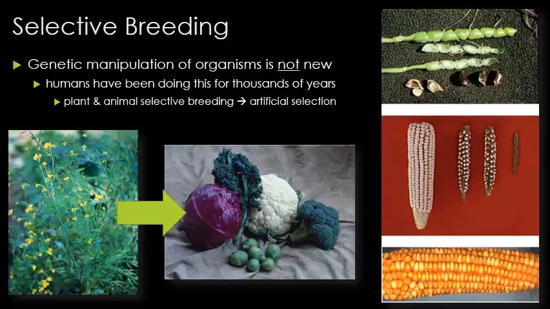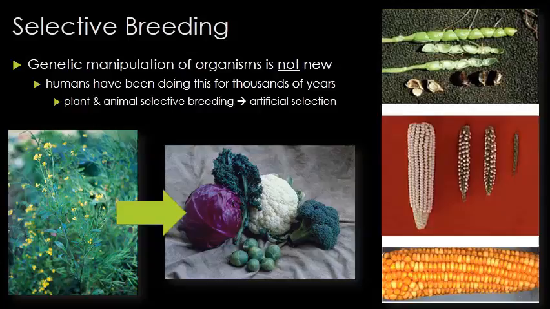The oldest form of biotechnology or genetic engineering is just selective breeding. Basically, humans control what mates with what, and that is going to be an artificial selection. So we know about natural selection. Artificial selection is much faster because you're not leaving it up to random chance.